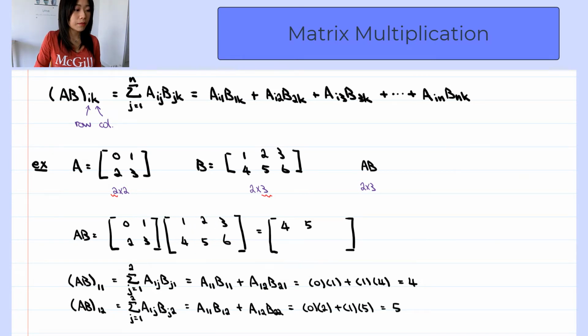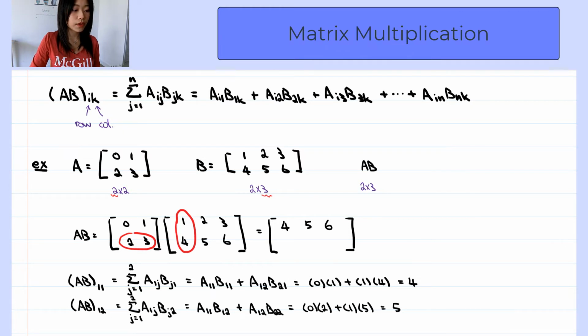Then for the third element, we want to multiply element by element from the first row of the first matrix with the third column of the second matrix, which is 0 times 3 plus 1 times 6. So this is 6. Then moving on to the second row, the first element is the sum of the products along the second row of the first matrix with the first column of the second matrix, which is 2 times 1 plus 3 times 4.